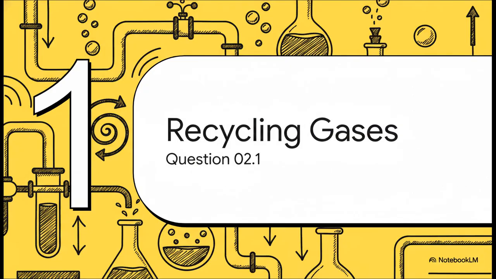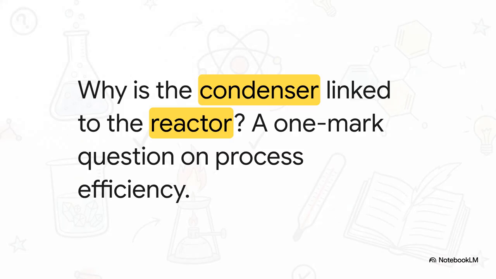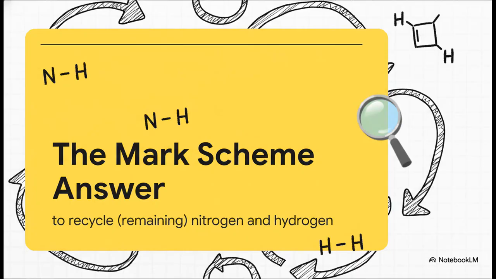So for 1 mark, question 2.1 asks simply, why is the condenser linked to the reactor? This is really all about making the process as efficient as it can possibly be. The top scoring answer, the one that is guaranteed to get you the mark, is to recycle the remaining nitrogen and hydrogen. The key word there is recycle, and you've got to name both gases. That combination is a dead cert for 1 mark.